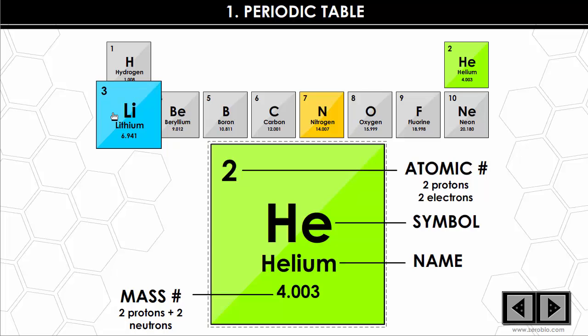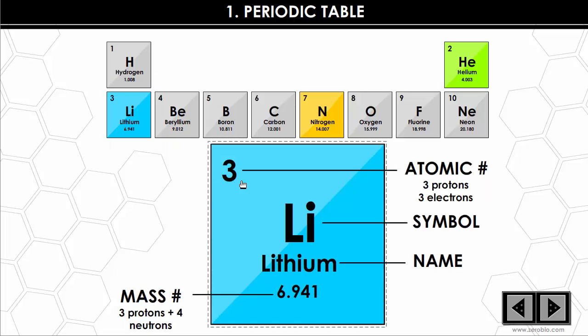Let's have a look at lithium. Now lithium has a 3 up here, so this is the atomic number. That means there are 3 protons and 3 electrons. In order to be neutral, the protons and electrons have to be equal. The symbol for lithium is capital L small i, and the name, of course, is given to you here, lithium. The mass number is written below, 6.941, but we round this to the nearest whole number, so that's 7. So if we want to figure out the number of neutrons, we take the mass number, which is 7, minus 3, and that gives us 4 neutrons.